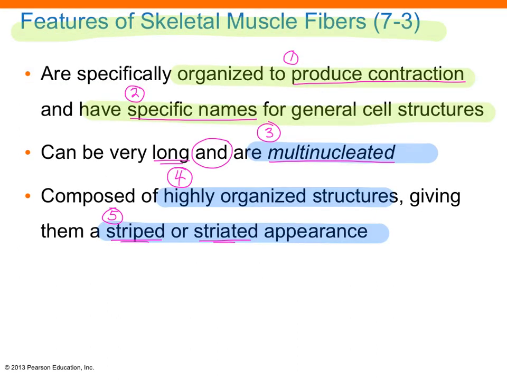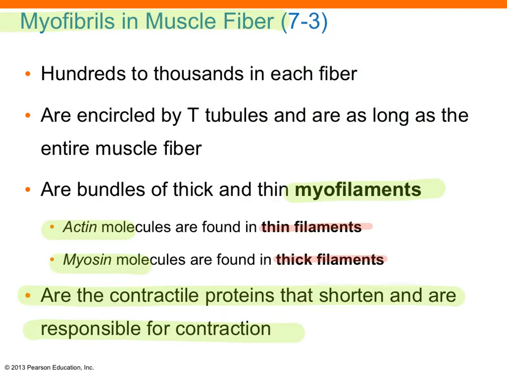There are some features of skeletal muscle fibers. Number 1, they're all specifically organized to produce contraction. So skeletal muscle contracts. They have specific names for general cell structures. They're very long and multinucleated. They're highly organized structures, and they're striped or striated in appearance. The muscle fiber is also called a muscle cell.